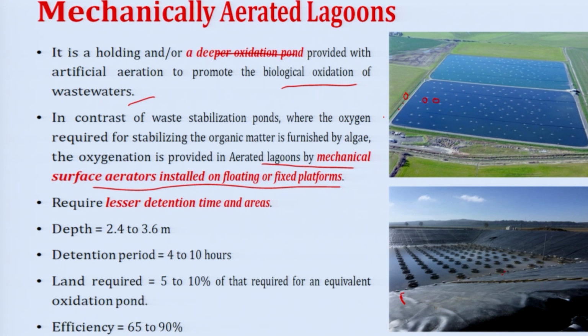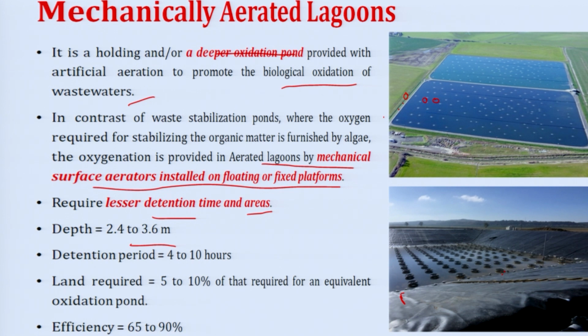So, in contrast to waste stabilization ponds where the oxygen required for stabilizing organic matter is furnished by algae, oxygenation is provided in aerated lagoons by mechanical aerators installed in floating or fixed platforms. So obviously जब आपकी एरेशन चल रही है, फिजिकली एरेशन कर रहे हैं, तो आपको टाइम कम लगेगा, right, because अगर आप नेचुरल फोर्सेस पे छोड़ देते हैं तो you require more time, but here you are mechanically aerating the lagoons, right. So you require less detention time and area, right. Depth is around 2.4 to 3.6 meters, ज़्यादा आप उसको डिप बना सकते हैं.